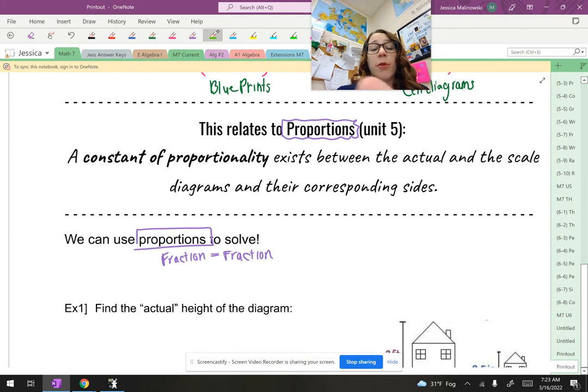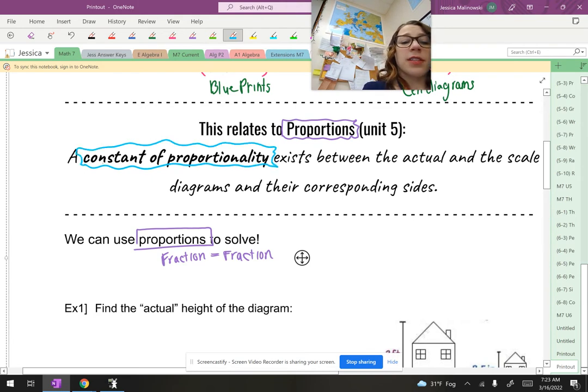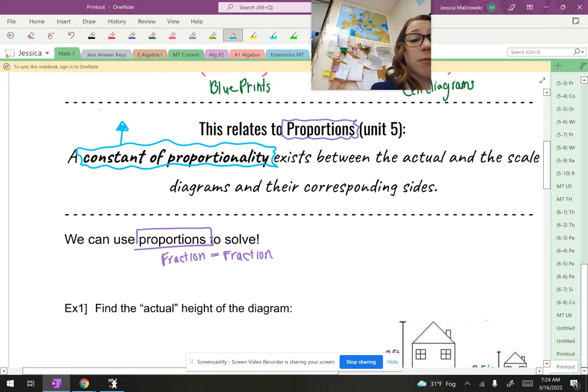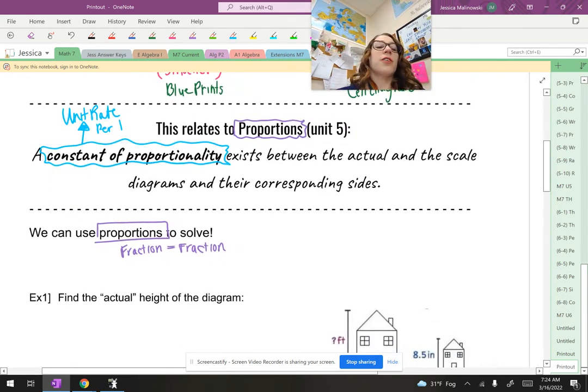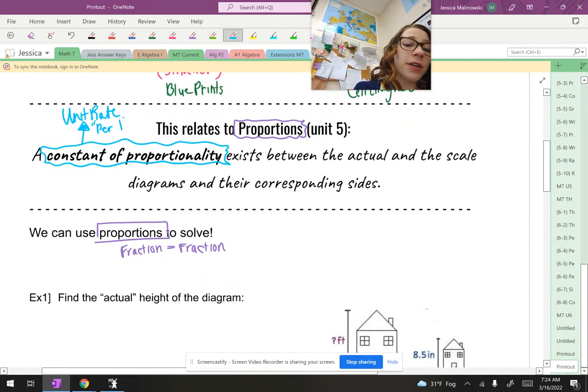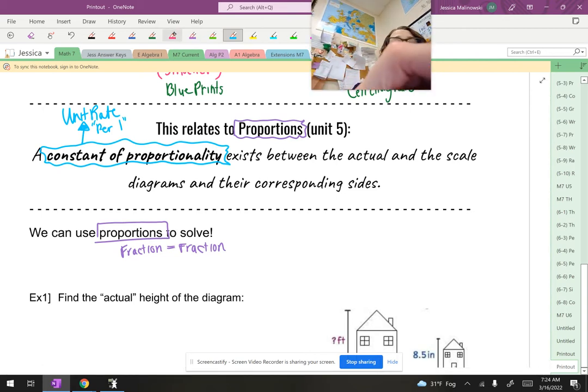So this relates to the proportions in Unit 5 because there's a constant of proportionality. It's been a hot minute since we've said that word. Constant of proportionality, remember, that's just a fancy name for your unit rate. That unit rate, per one, $5 per one book or whatever. So there's this constant unit rate that exists between the actual side of your image and the diagram, and their corresponding sides.